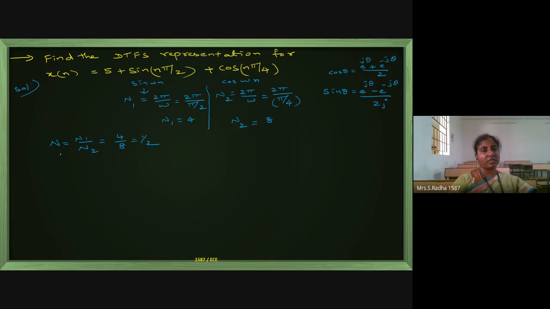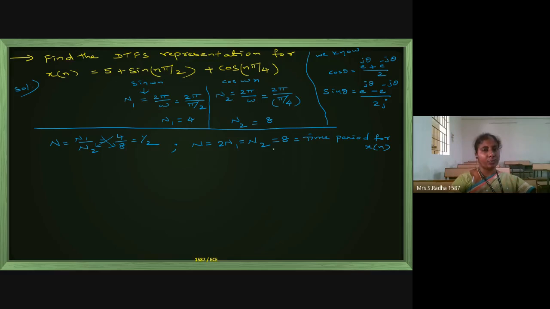It cannot be a fraction. So n value we have to calculate by cross multiplying. N value is 2 times n1, otherwise 1 time n2. So 2 times n1 or 1 time n2, the value is 8. So this is the time period for the given signal. This is the time period for overall signal x of n.